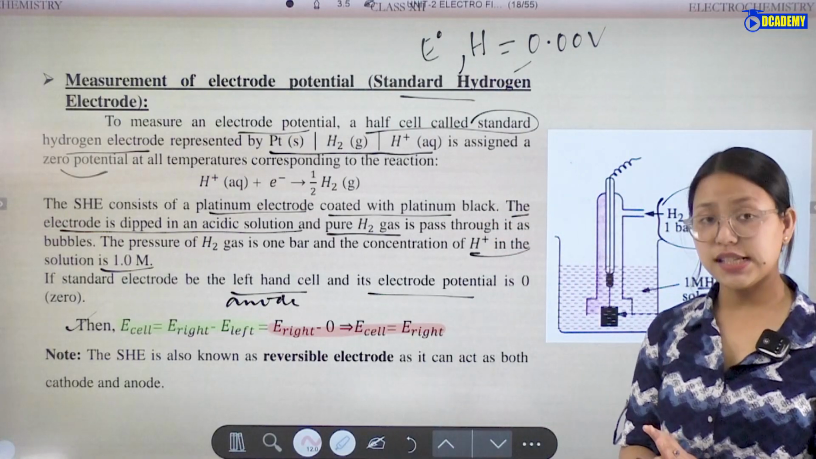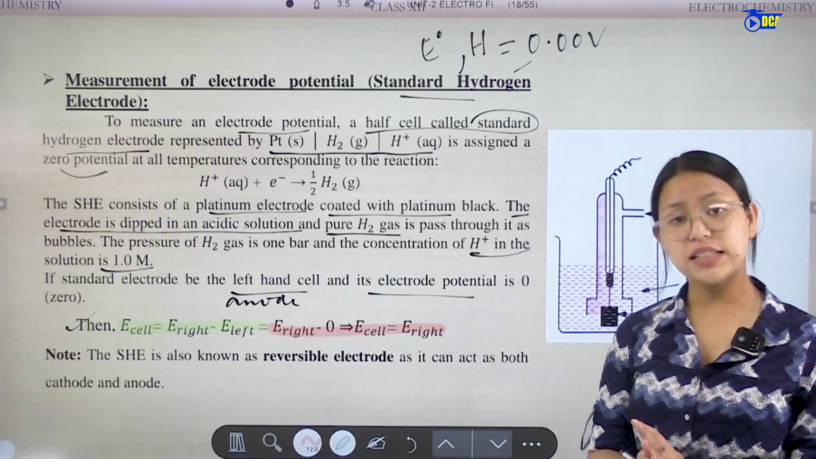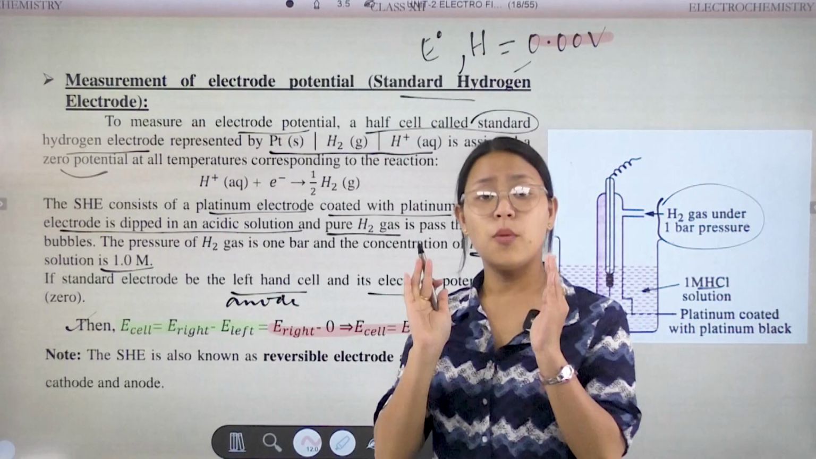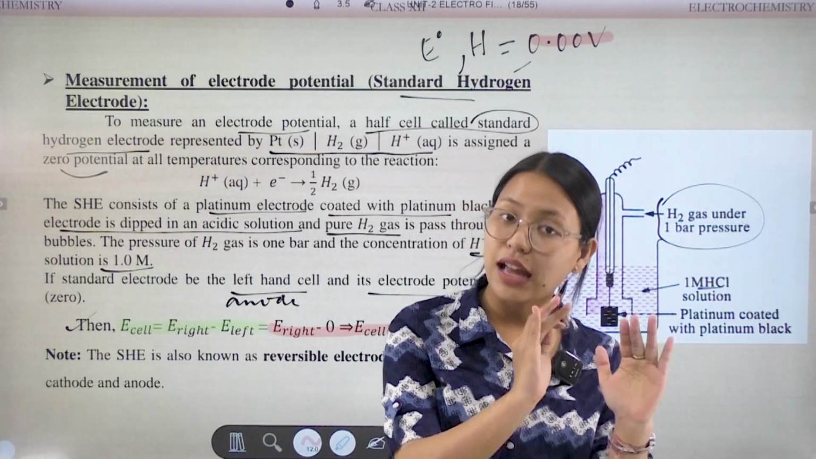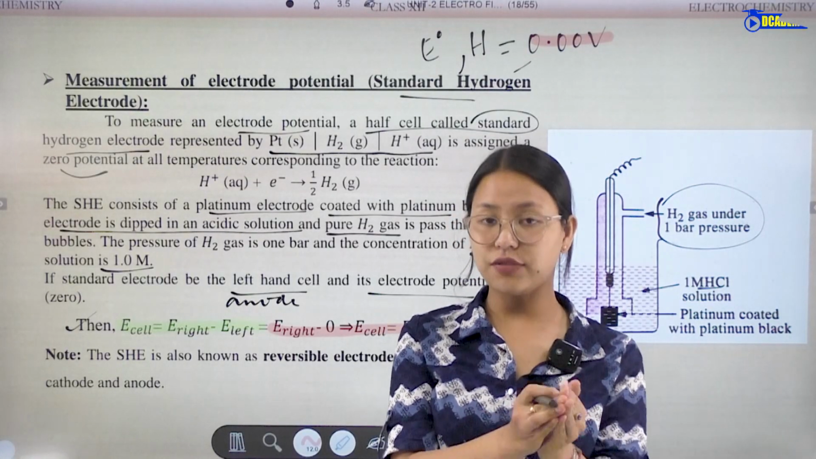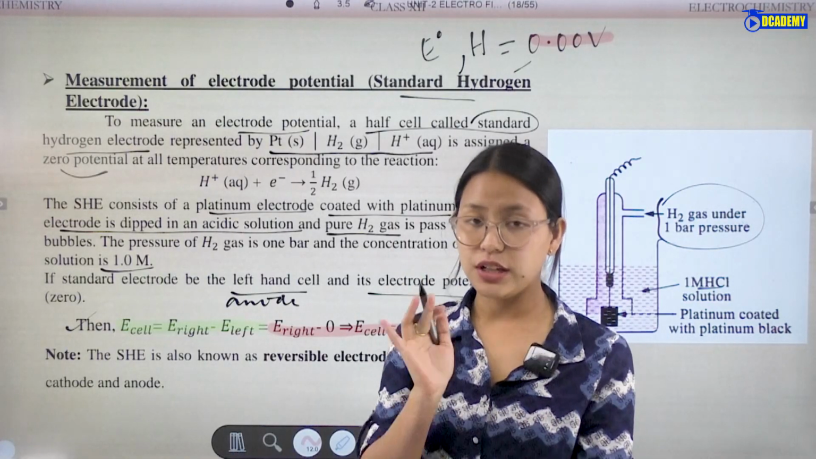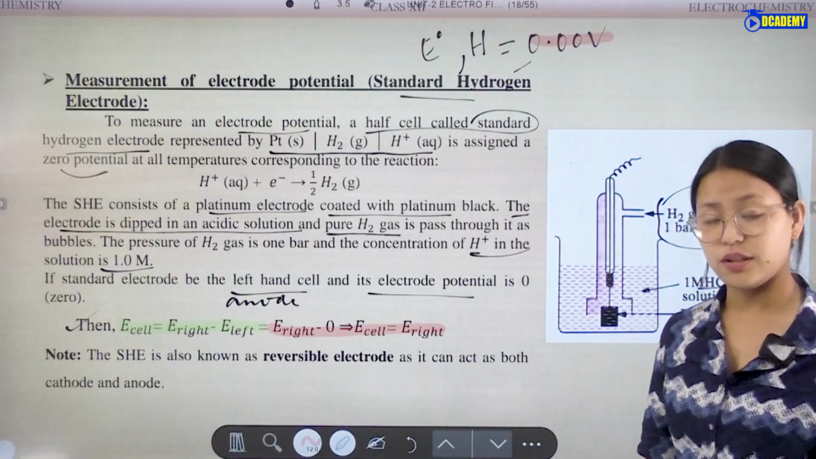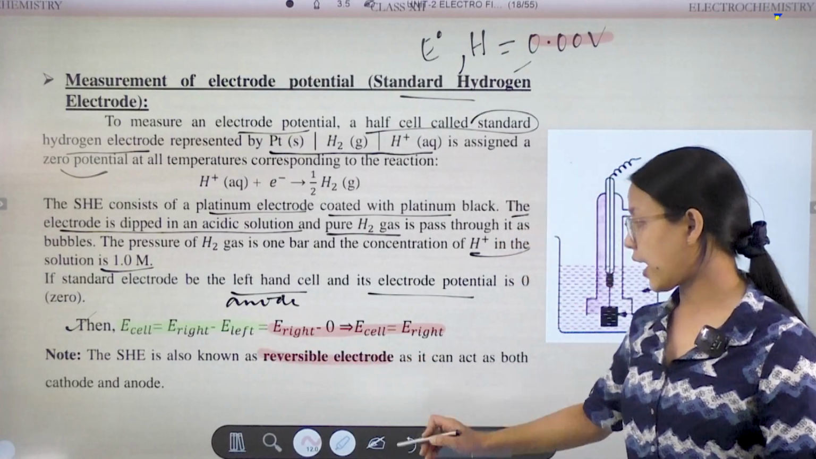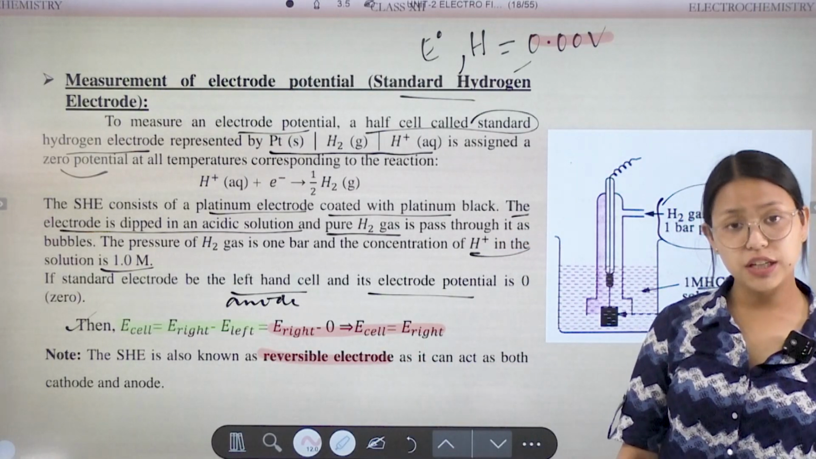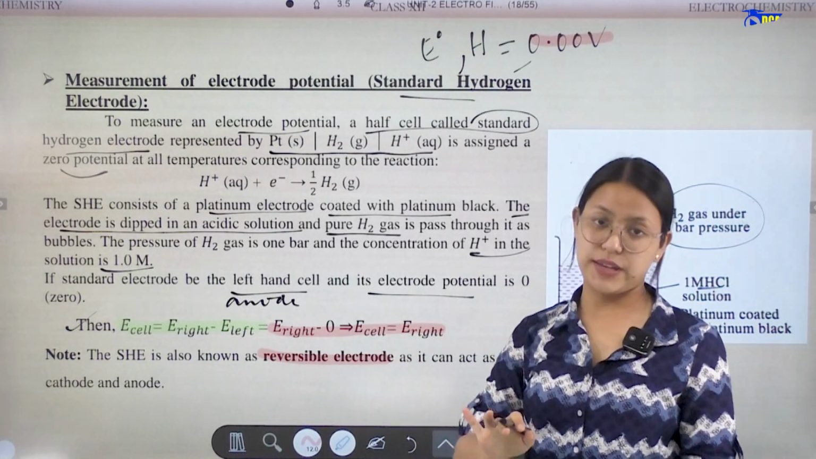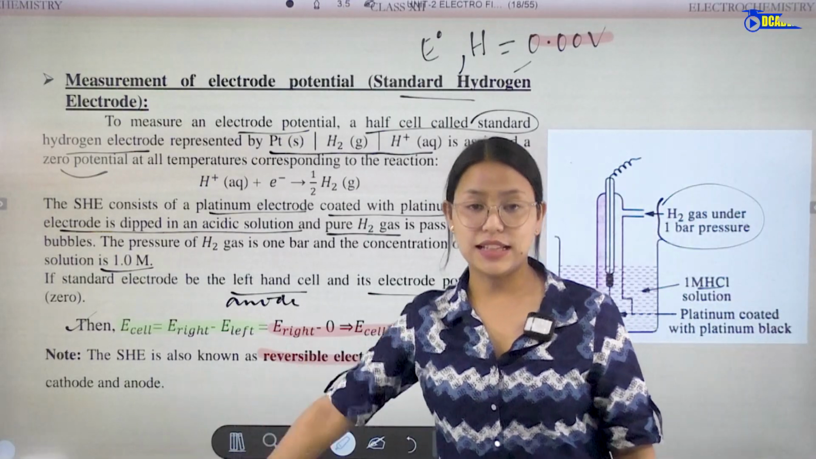Normally the standard hydrogen electrode potential, the value of the cell, is 0.00 volt. We consider only the cathode potential, the reaction of the cathode, and the electric potential of the cathode will be taken as E cell. The standard hydrogen electrode is also known as a reversible electrode. It can be taken as anode or cathode, so it can act as both the cathode and anode.